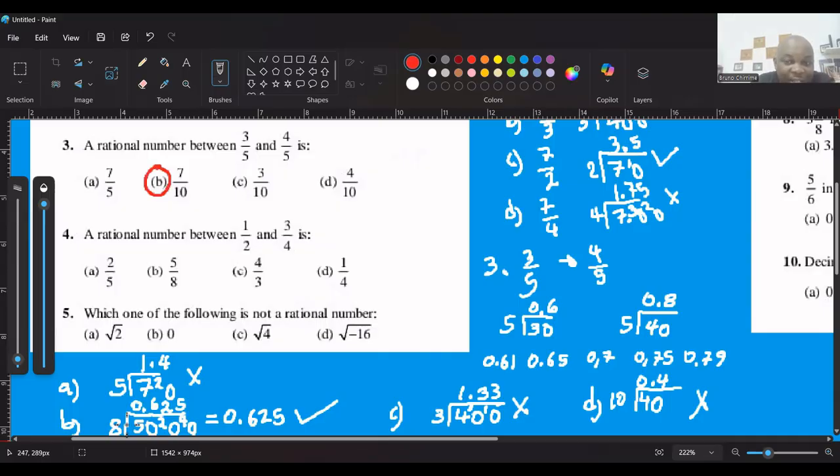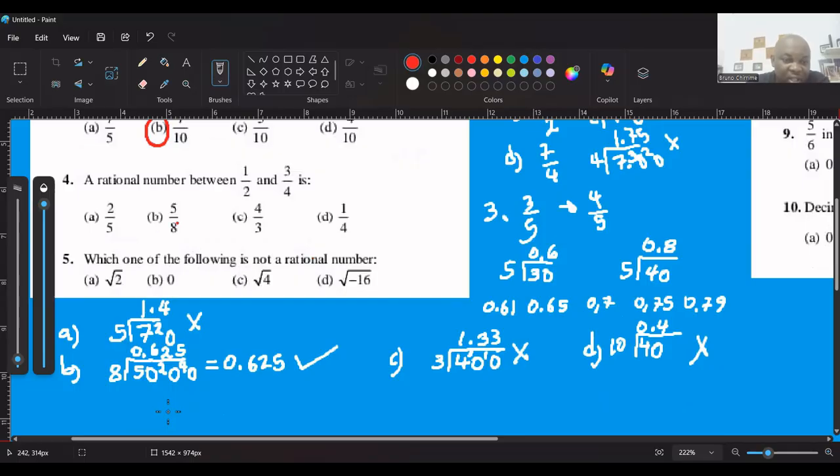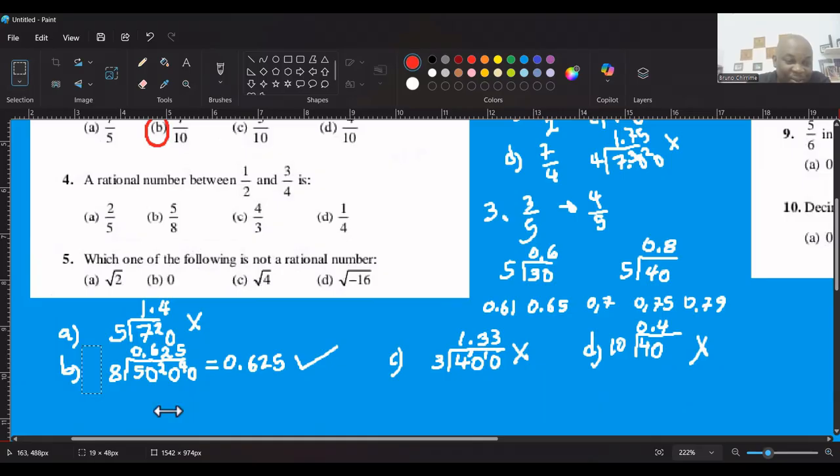So the correct answer here, class, happens to be B, which is 7 over, what is it? What am I working with? No, we're working on question, this is question 4, right? No, this is question 3. Rational number between 0.6 and 0.8. So the correct answer is B, indeed, 7 over 10. Why 7 over 10? No, class, something happened here. I think I solved the question. I solved B from 5 over 8. So this is so funny. So let me just remove this.